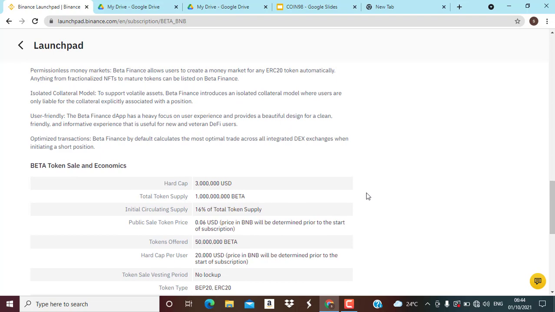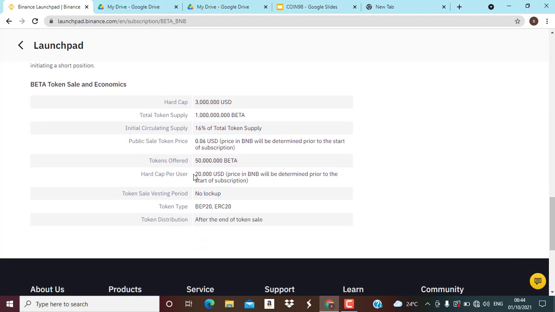And then the hard cap per user. This means that if you want to participate in this particular launchpad, $20,000 is the maximum amount you can use in BNB to buy this token. That means a single user on Binance cannot buy more than 20,000 US dollars worth of Beta token using their BNB.